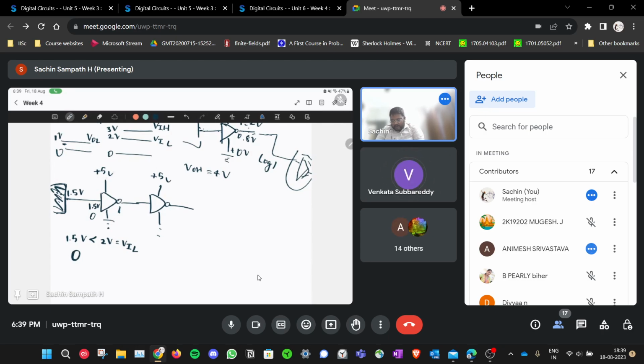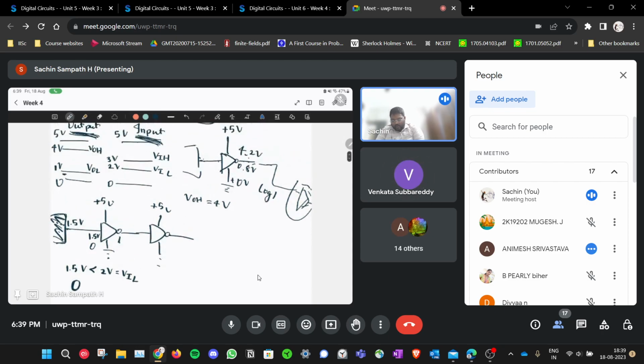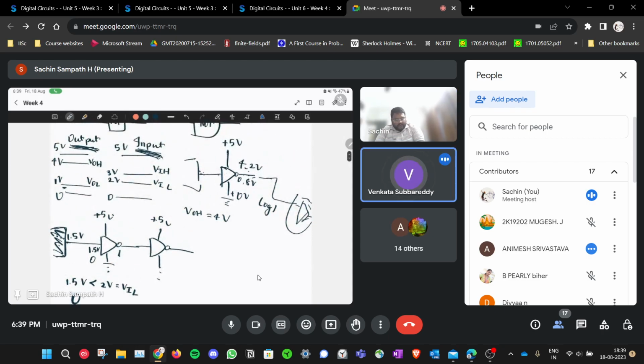So if it sends out a logic 1 as the output, what is the acceptable voltage value that it can send out? No, now it is the output, right? Yeah, it should lie between 4 to 5 volts.